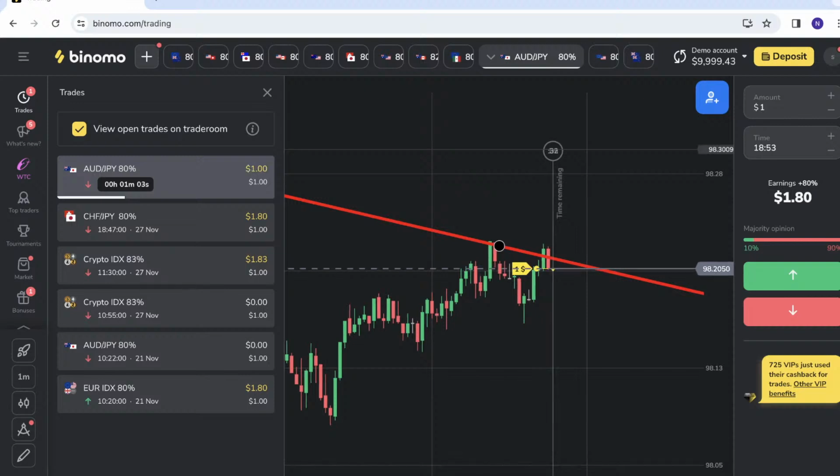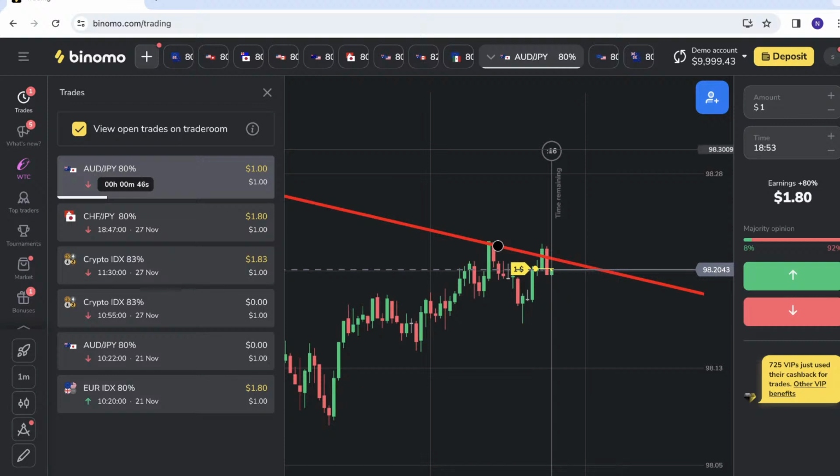But of course, it will be better if you open a trade when price is testing our support or resistance lines. Please don't hurry like I did. In this case, you will get the best results. So let's wait 40 seconds more and let's see how it will be.